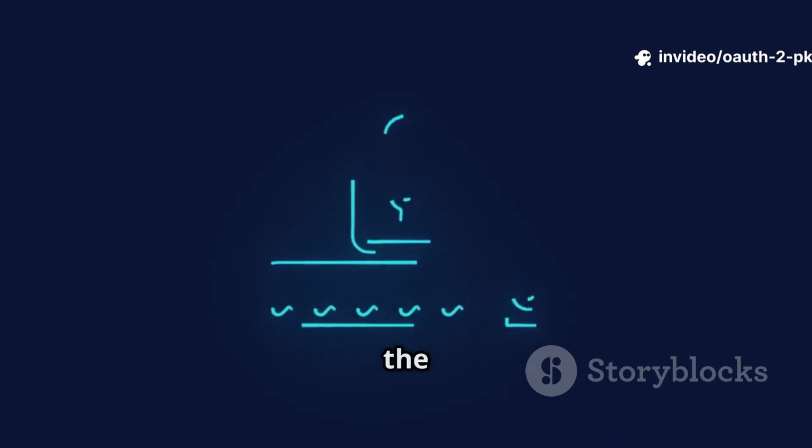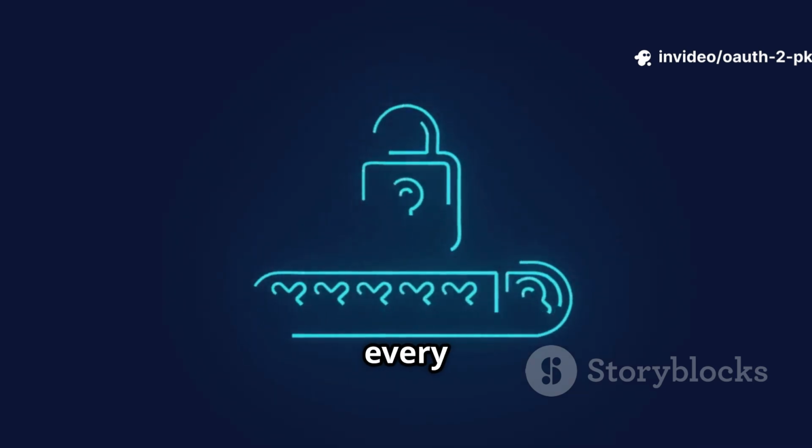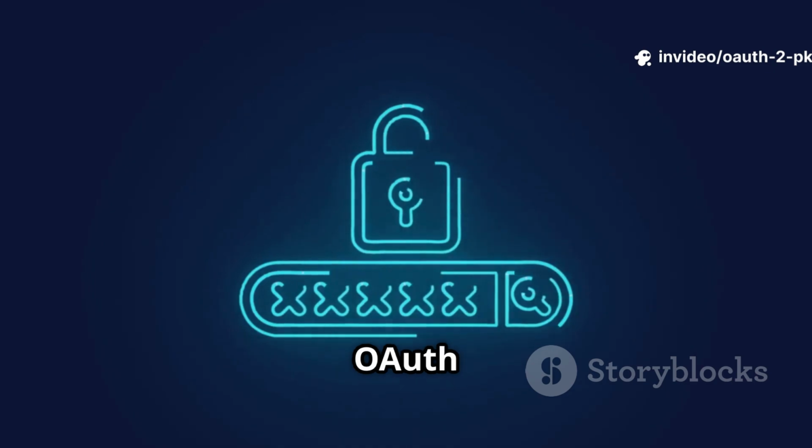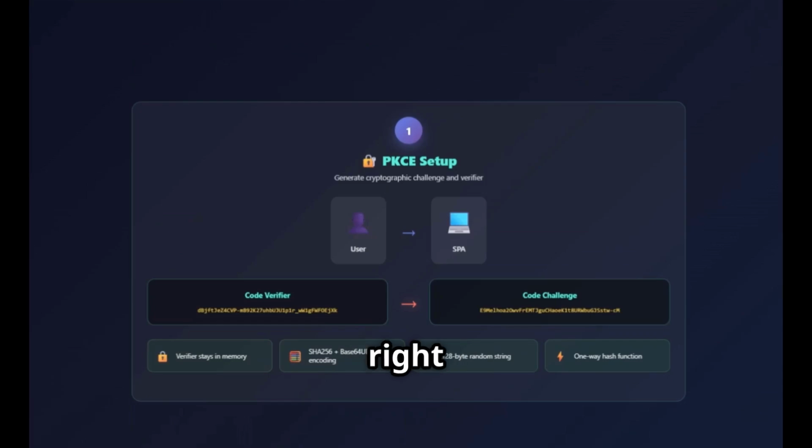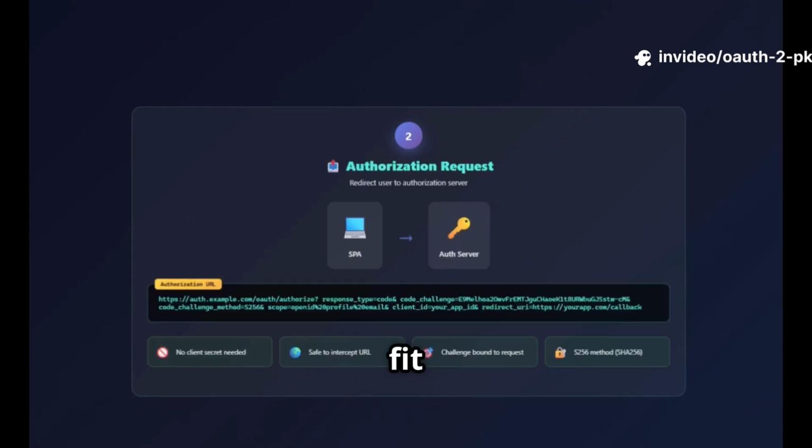Today we're diving into one of the most important security concepts every modern web developer should know. OAuth 2.0 with PKCE, that's proof key for code exchange, pronounced "pixie." On the screen right now, you're seeing an overview of the PKCE flow. Don't worry about every detail just yet. This is just to give you the big picture of how the pieces fit together.